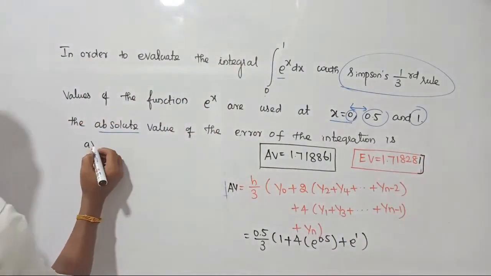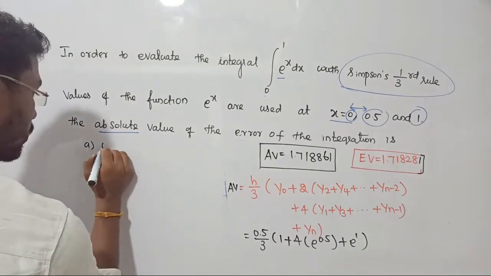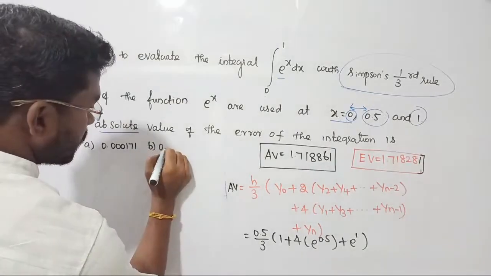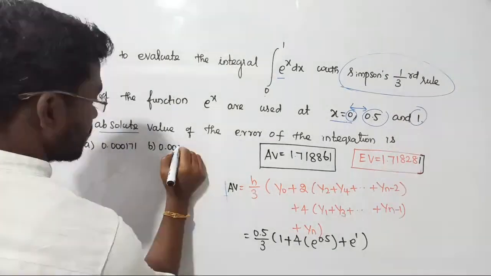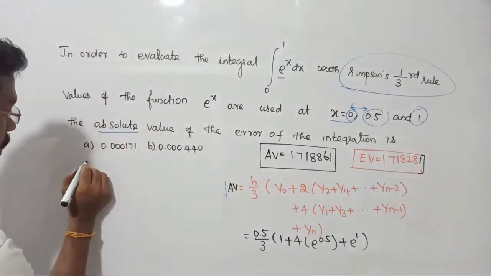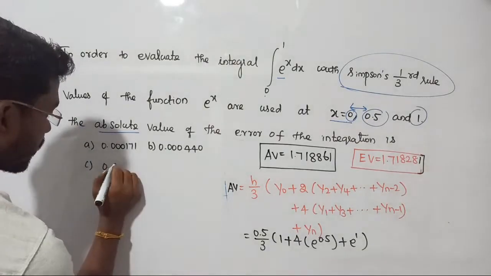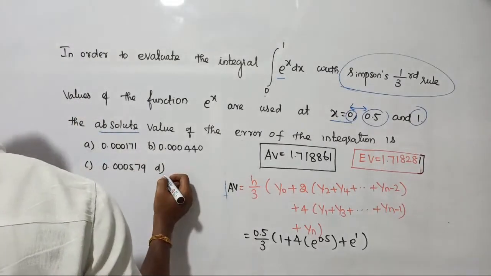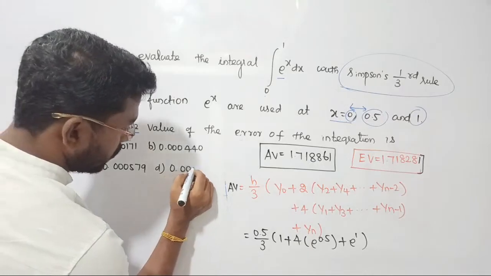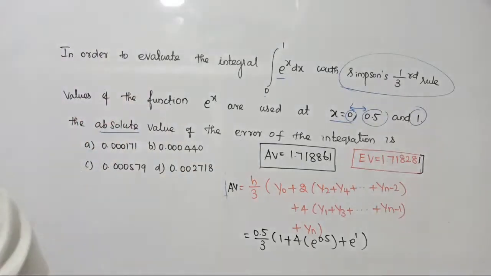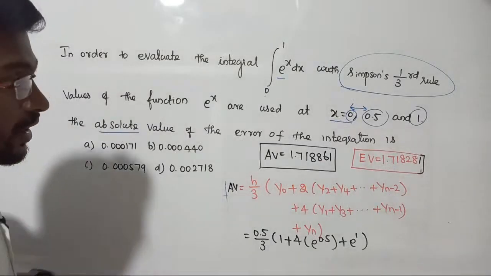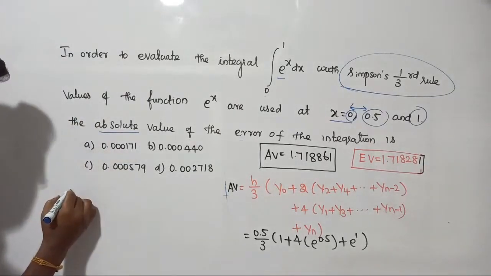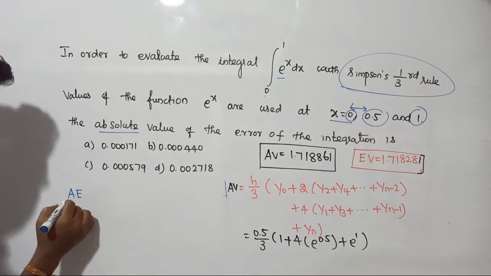Okay, fine. They had given 4 options. Option A, they said 0.000171. Option B, they said 0.000440. Option C, they said 0.000579. Option D, they said 0.002718. I think that is correct. Yeah. Shall we proceed? Yes. In order to obtain it, first I will write the formula. What is the formula? What is the question? Absolute error, right? So absolute error, right?